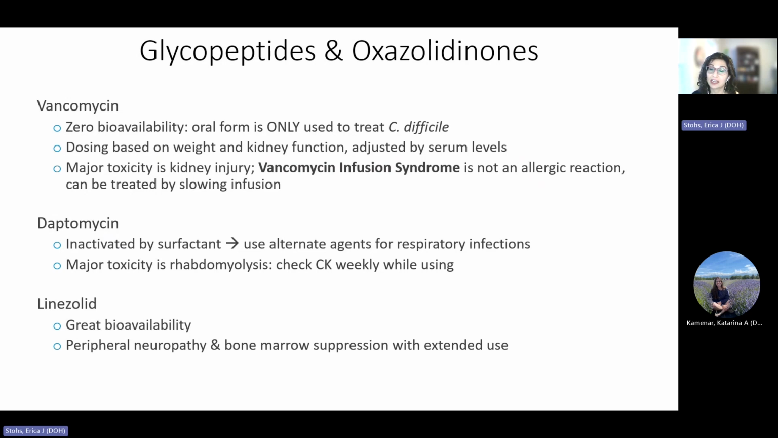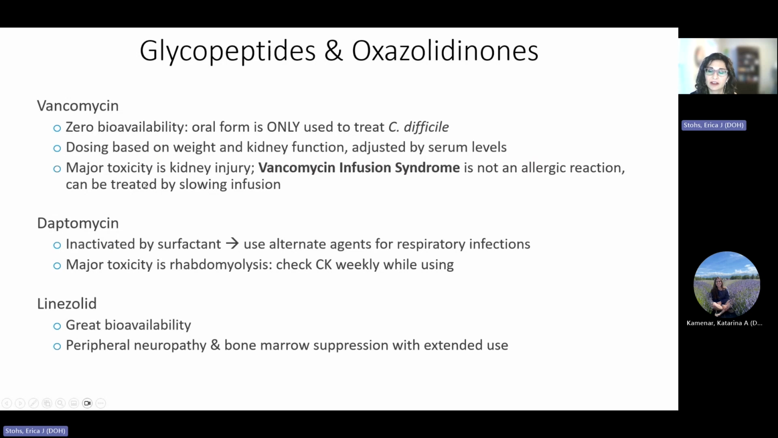Realize that there is something called oral vancomycin, but it has zero bioavailability, meaning it does not absorb into the bloodstream at all. We do not use it for MRSA. Oral vancomycin is only used for C. difficile infections. When we're using it for MRSA, it has to be IV. This is weight-based dosing, and it's important to consider kidney function as well. And you're going to be monitoring levels and adjusting based on those troughs that are monitored.